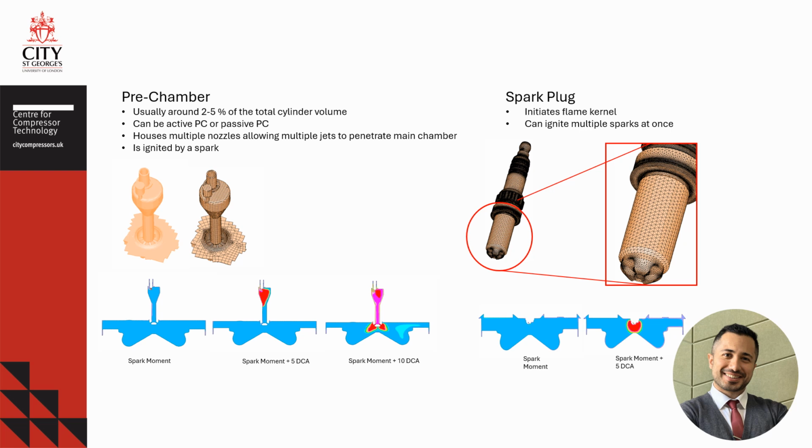on the tip. In these images, we can see the moment that the spark is initiated inside the pre-chamber, and then 5 degrees crank angle afterwards, which shows the combustion propagating inside the pre-chamber, and finally, around 10 degrees after the combustion, we can see the flame jets penetrating into the main chamber. Whereas with the conventional spark plug, the flame starts propagating as soon as the spark is initiated inside the main chamber and starts spreading around inside the main chamber.